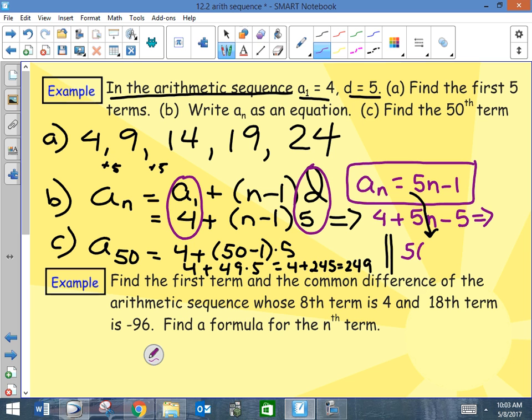I could also do this one. 5 times 50 minus 1. 5 times 50 is 250, minus 1 is still 249. If you have that one, if you hadn't done that already, I wouldn't go there. I'd just plug in right here and find it. Okay?